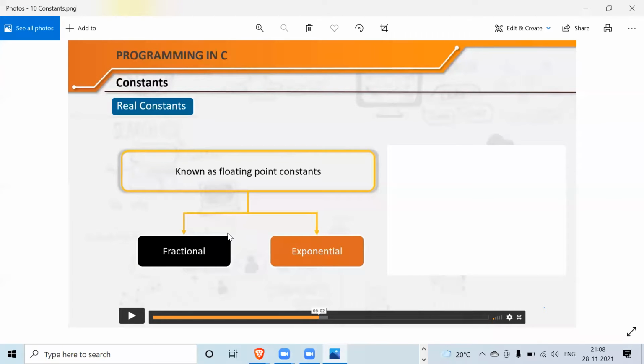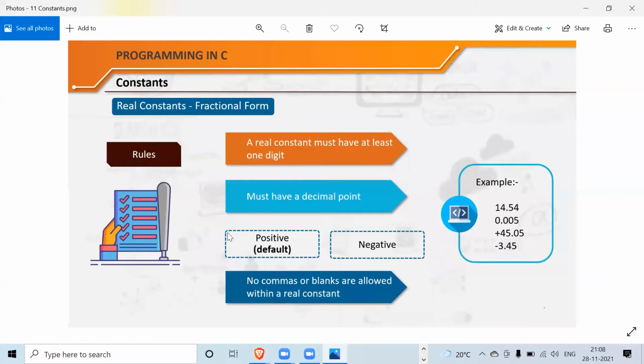Now, we have two types of real constants. One is the fractional one, another is the exponential one. We discussed before what the fractional type is, but we will do it more clearly now. Before that, there are some rules for the fractional one. A real constant must have at least one digit. The second rule is it must have at least one decimal point.